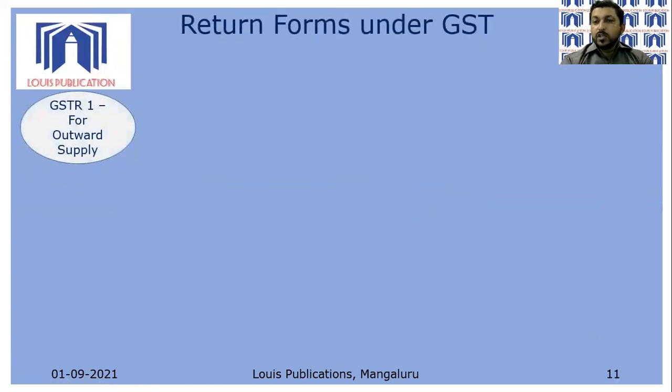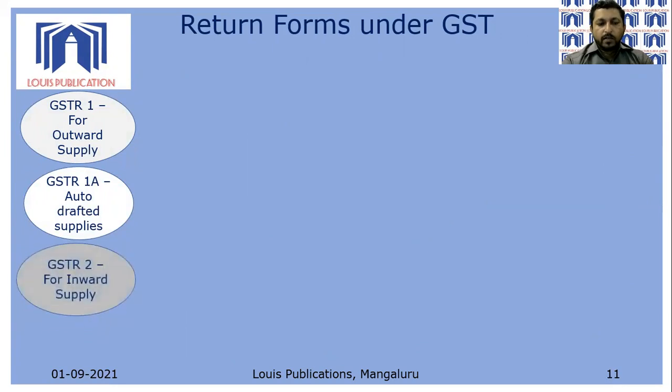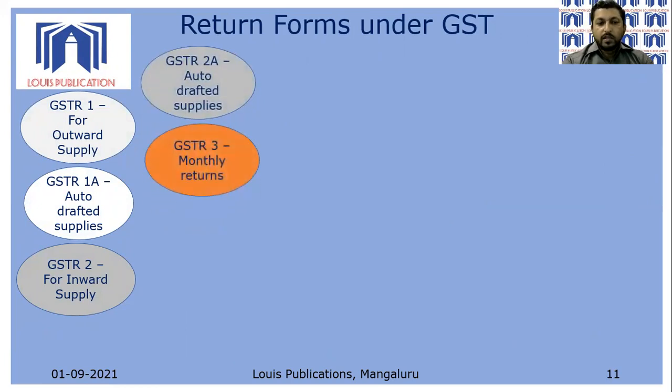The name is GSTR, where R indicates returns. GSTR 1 is for outward supply. GSTR 1A is for auto-drafted outward supply. GSTR 2 is for inward supply. GSTR 2A is for auto-drafted inward supplies. Then you know very clearly that as far as normal registration is concerned, the registered dealer has to file returns on a monthly basis by the 15th of the next month, and that will be done under the GSTR 3 form, the monthly return.